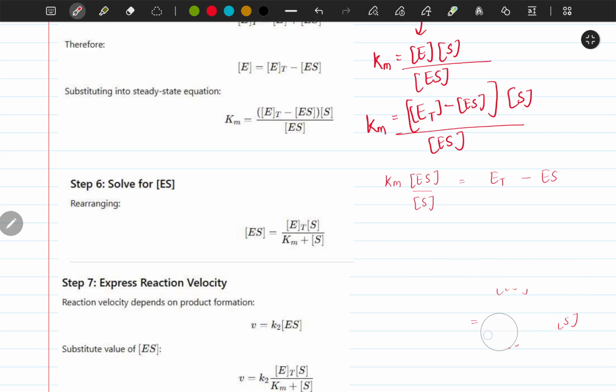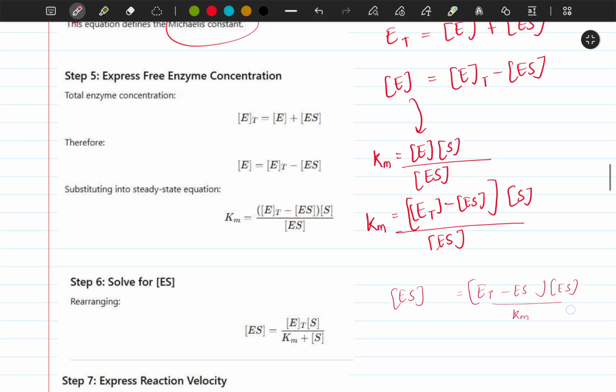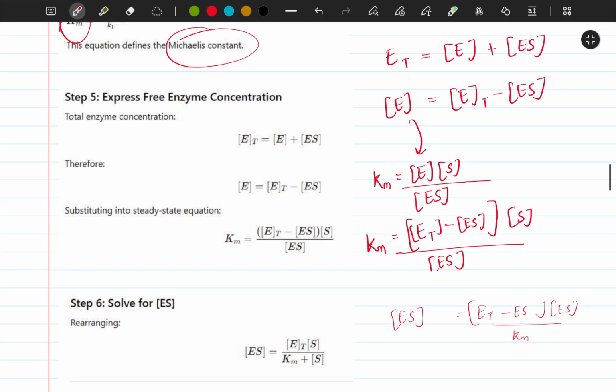It is saying solve for ES, right? I'm gonna solve it for ES. ES, this is for you. I am taking ES here, and now ET minus ES is here with came down here. I don't understand.